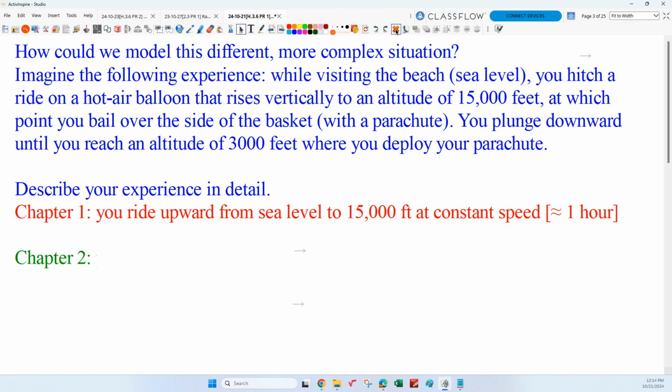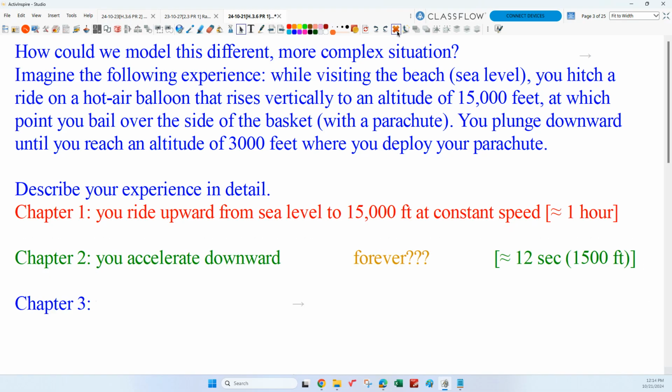So the next chapter is really probably just the part where we bail over the side and accelerate downward until we reach terminal velocity, which, let's just say, is probably going to work out to be on average about 12 seconds. Probably we fall about 1,500 feet, okay? Then what? Well, what's next?